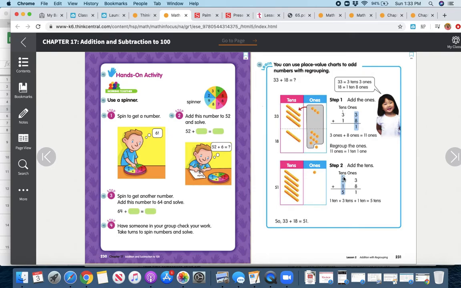And then we add them up. 1 ten plus 3 tens plus 1 ten. Now we do actually have a number here with the 8. So we're going to add them all up. 1 plus 3 plus 1 more is 5. So 1 ten plus 3 tens plus 1 ten equals 5 tens. So 33 plus 18 equals 51.